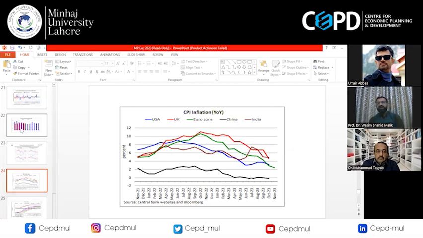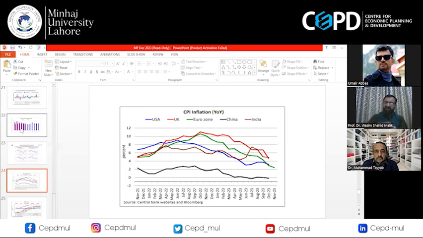Now look at the inflation of other countries. Most of these countries are either our neighboring countries or our trade partner countries. If you look at the data, this is showing the global scenario. Inflation rate was highest in October 2022, and after that it is slightly decreasing.